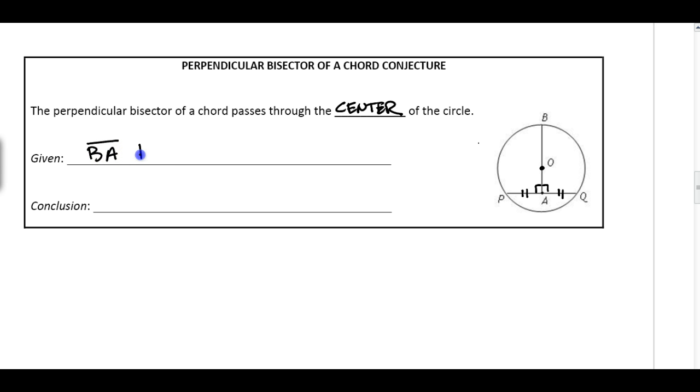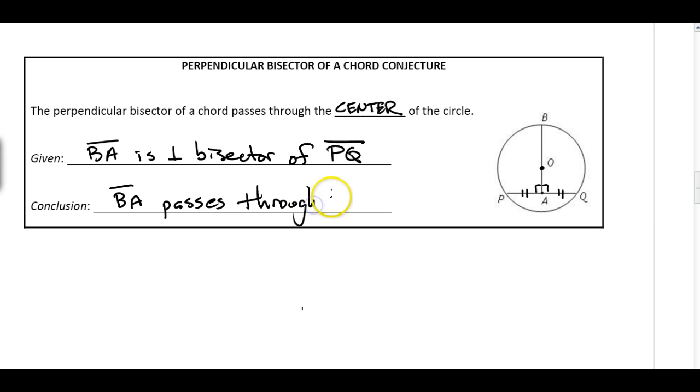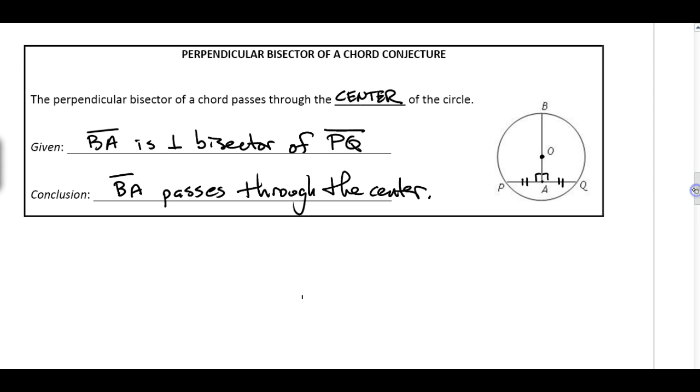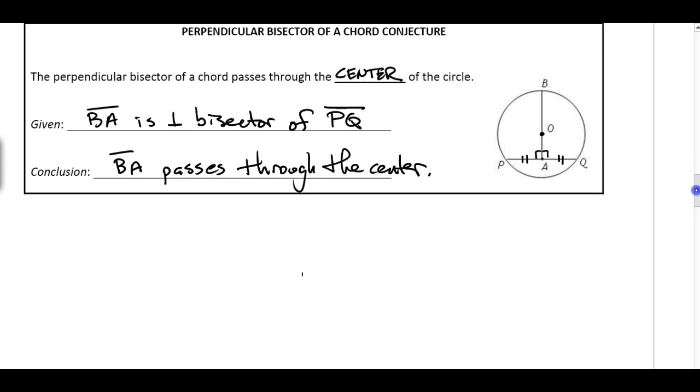Okay, so what we might be given is that BA is the perpendicular bisector of segment PQ, therefore segment BA passes through the center. Alright, and then we'll look at some examples, or actually we'll look at one example in these notes of how to use that.